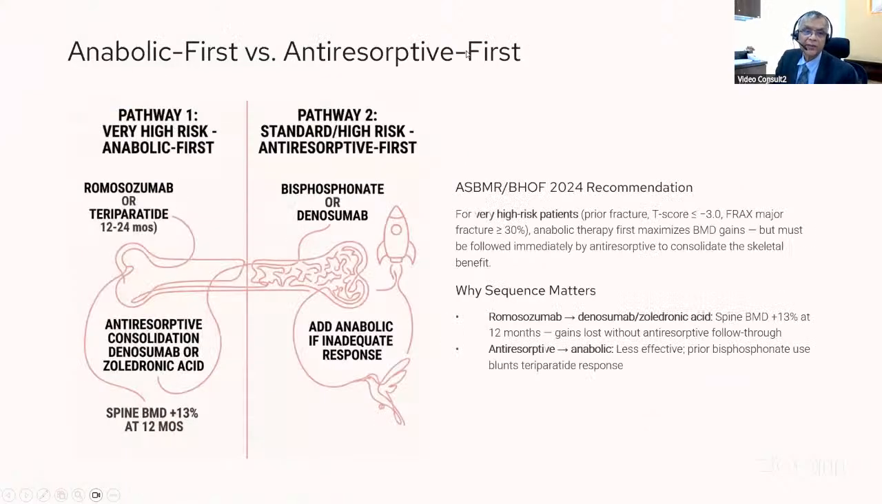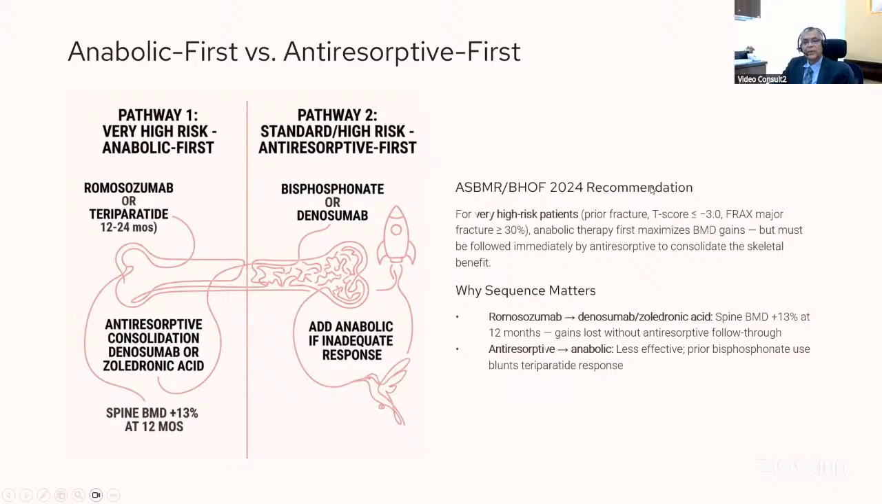Anabolic first, antiresorptive later. So, anabolic first, romosozumab or teriparatide, then antiresorptive consolidation with zoledronic acid. Spine BMD goes up by 13%. Standard high risk: antiresorptive first, which is given as bisphosphonates and denosumab. Add an anabolic if inadequate.